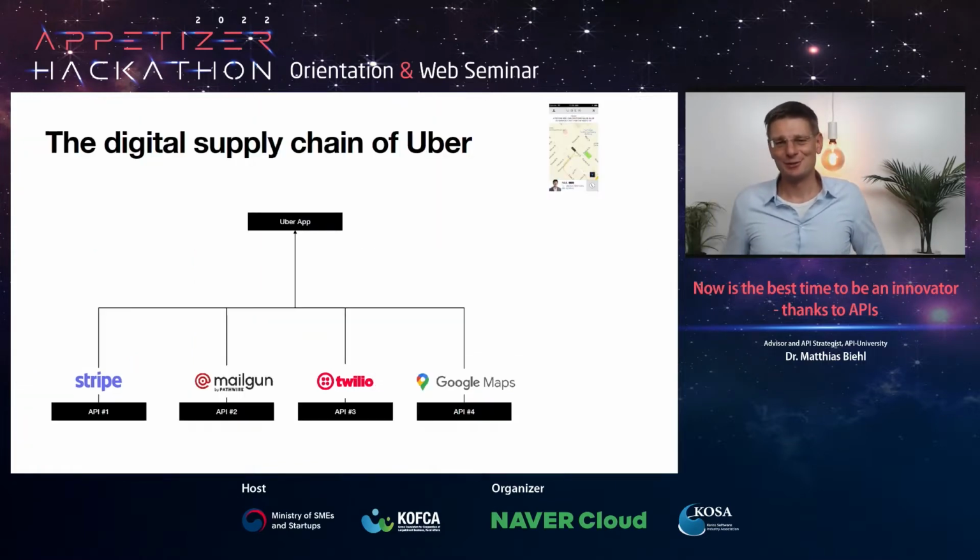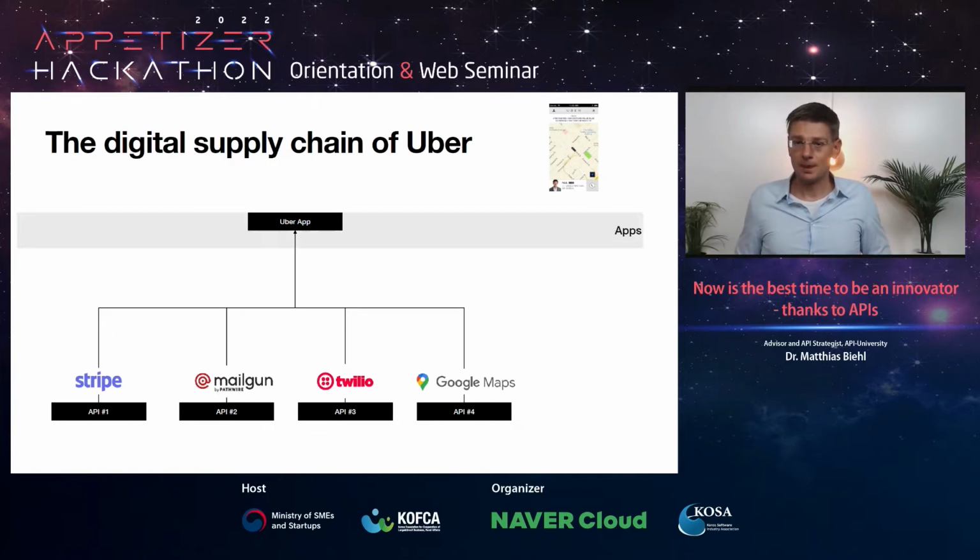So this is really great. What happens here, if we analyze it a little bit, what really is possible here is that you have a digital supply chain. You have an app at the top, right? It's this ride-sharing app, and it is built from components. There is the payment, the email, the communication, the maps. All of these are components.